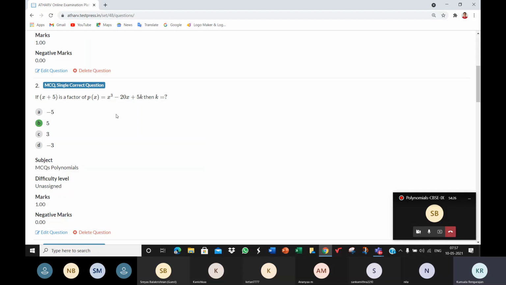X plus 5 is equal to 0, x is equal to minus 5. Clearly, p of minus 5 will be 0 because it's a factor. P of minus 5 is equal to 0. On working that, you can find the value of k, and that will be 5.